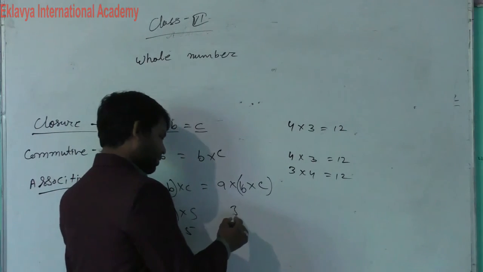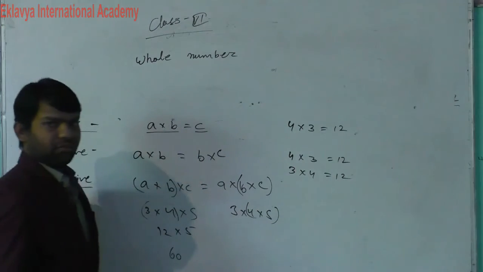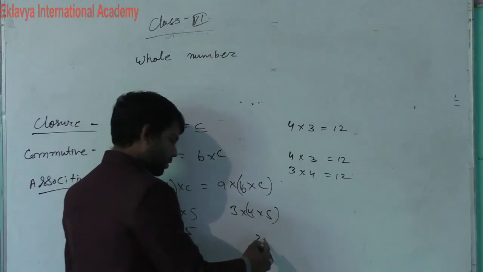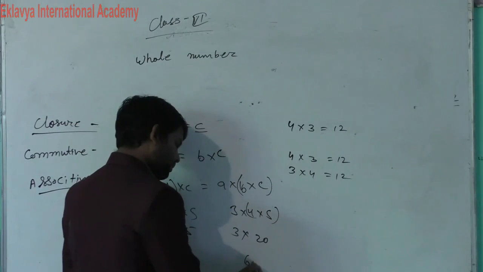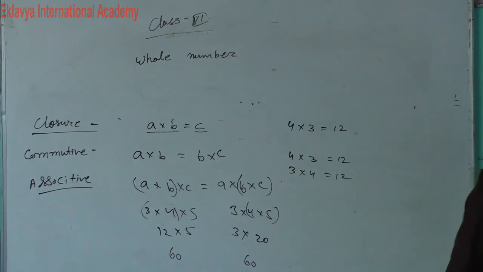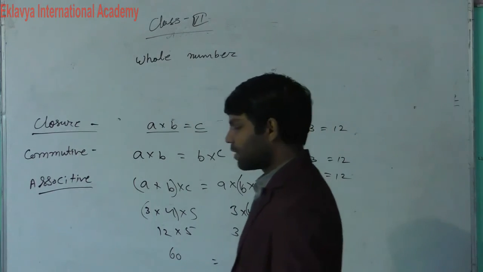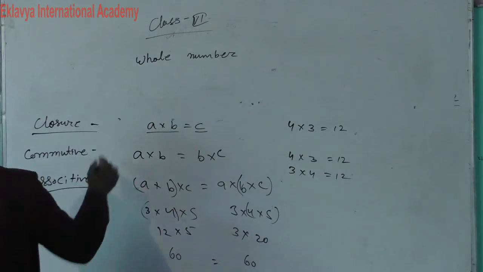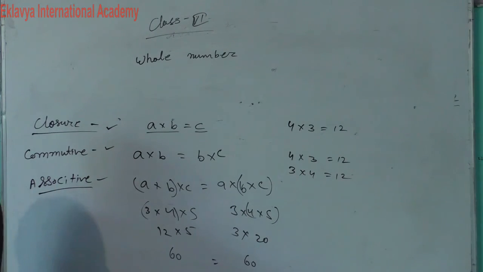Here 3 multiplied by 4 multiplied by 5, then 4 times 5 is 20, multiplied by 3, we get 60. We will get the answer 60. So both answers are the same. So we can say here that in multiplication we can also apply these 3 properties.